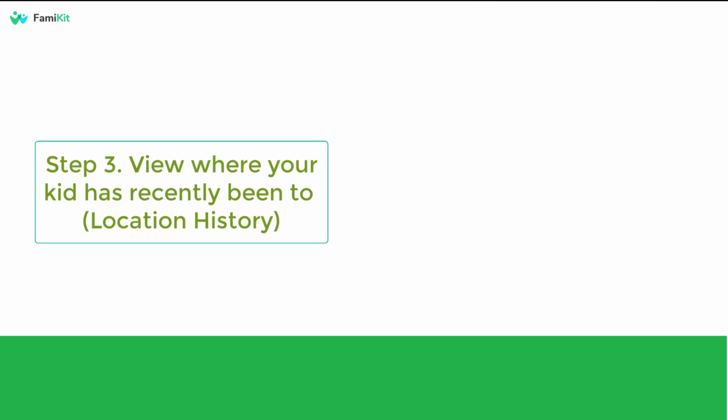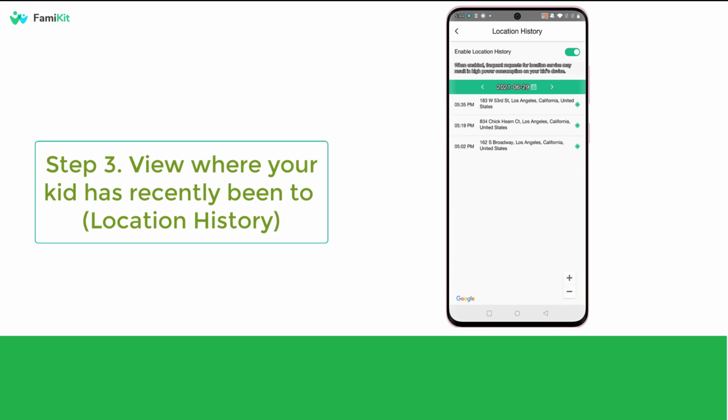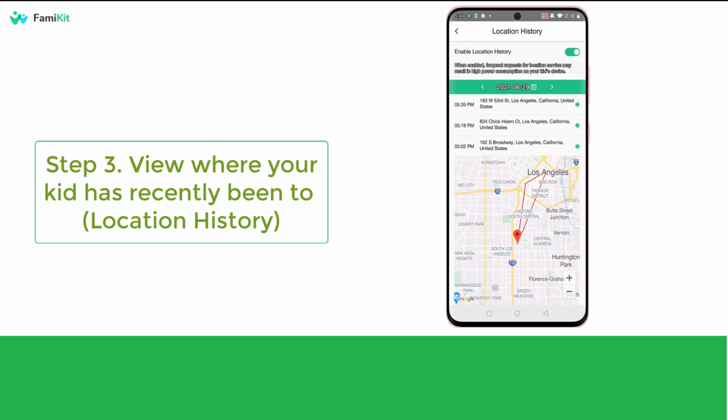Step 3. View where your kid has recently been to. Similarly, tap on Features, scroll down to find Location History. Tap on it to see where your kid has been to recently. Use your fingers to zoom in or zoom out the map.